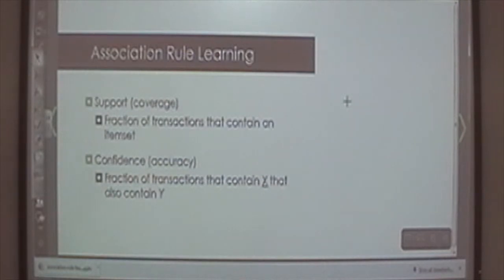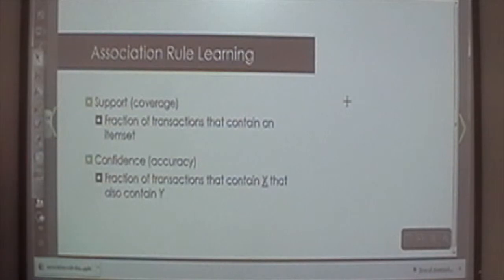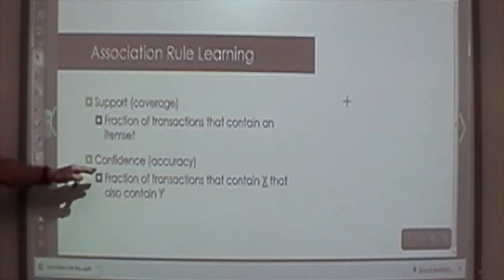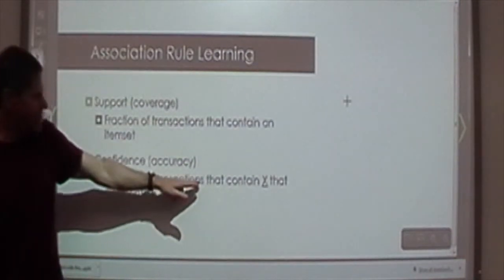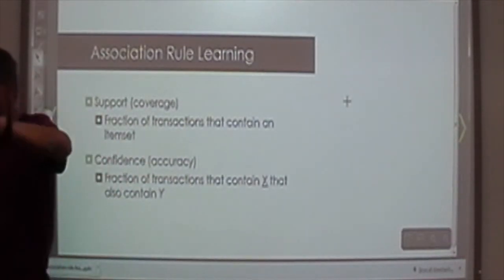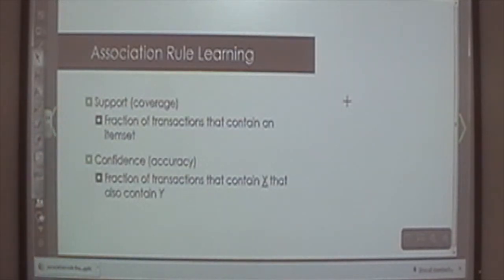Some definitions. We're going to be interested in what's called the support, sometimes also called the coverage, of a rule or of a set. That's the fraction of transactions that contains a particular item set. And then we're also going to be looking at the confidence, also called the accuracy, and that's the fraction of transactions that contains X that also contains the other set, Y.